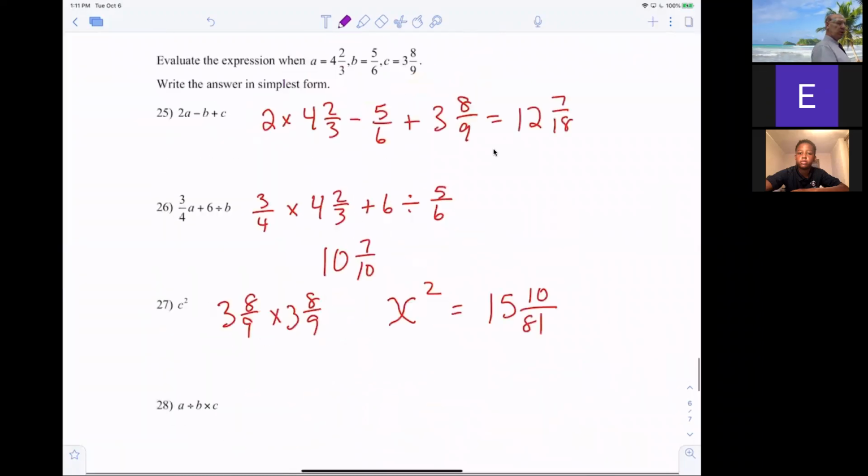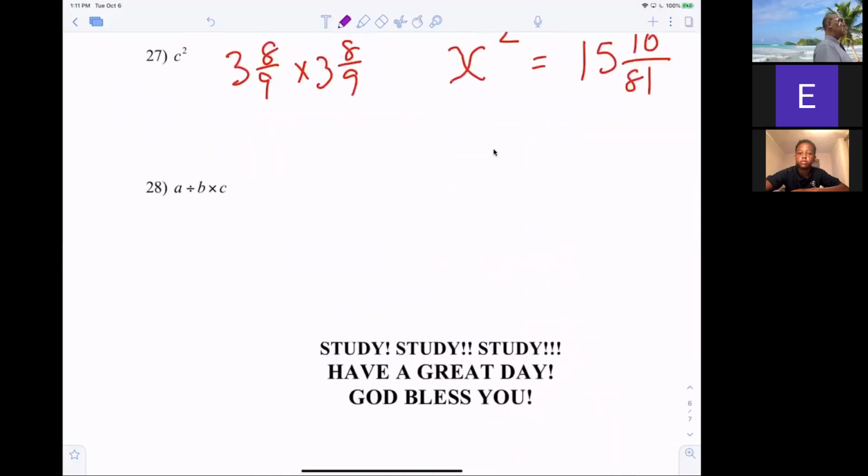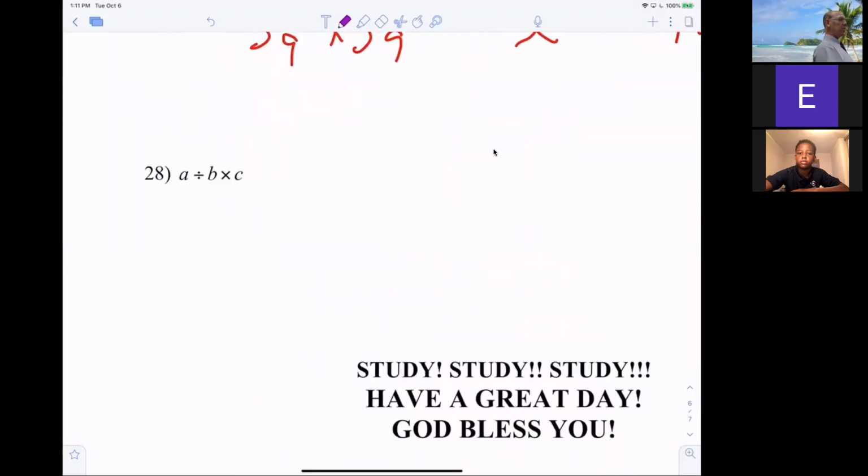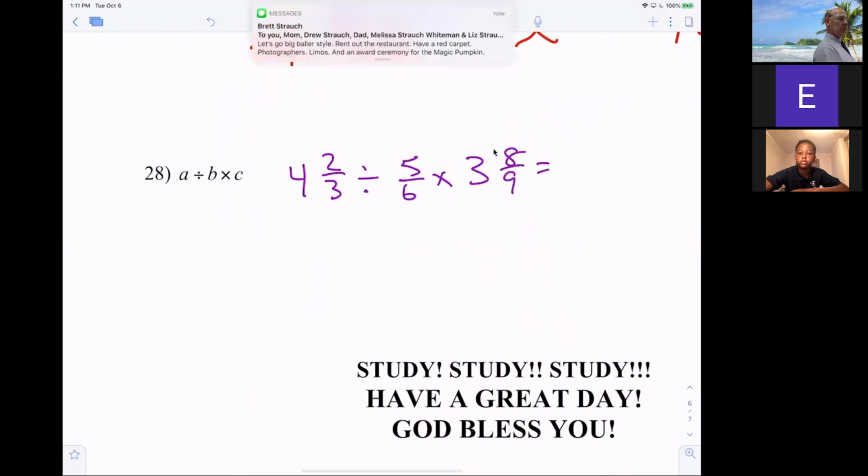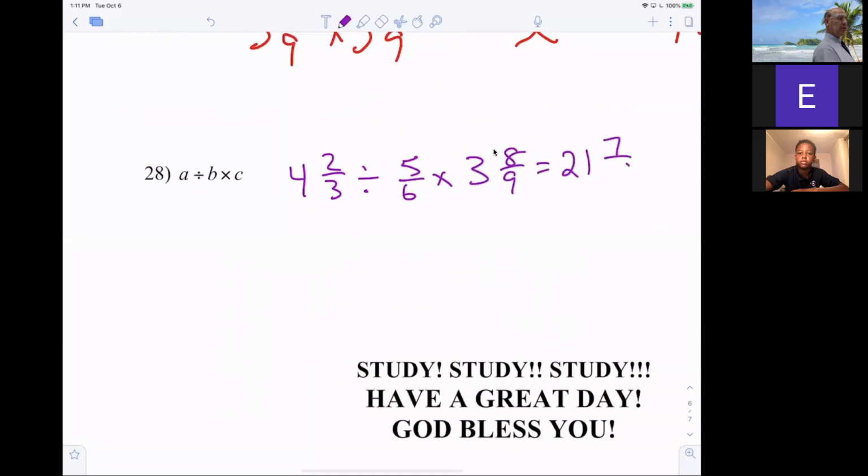All right, and then the only one we didn't do was 28, right? So tell me, good. What's A again? 4 and 2 curves, and then divided by what's B? 5, 6, and then times 3 and 8, 9. All right, just do that on your calculator and tell me, kiddo. 21 and 7/9. Is everybody okay with that? Everybody good with this? 21 and 7/9. Nothing to it. 27 or 20? I got it right there on the board.